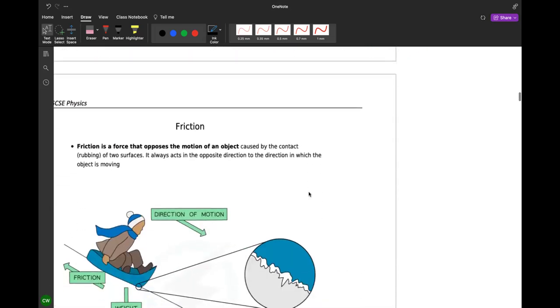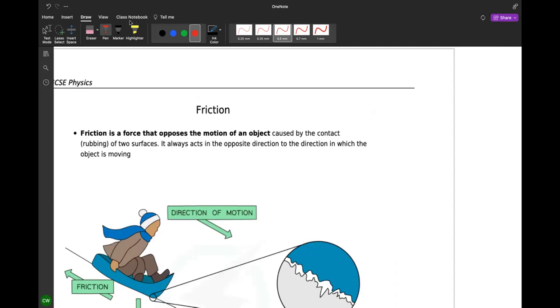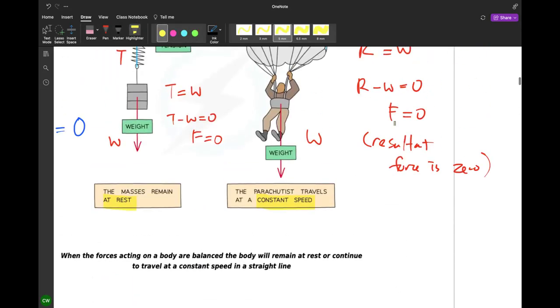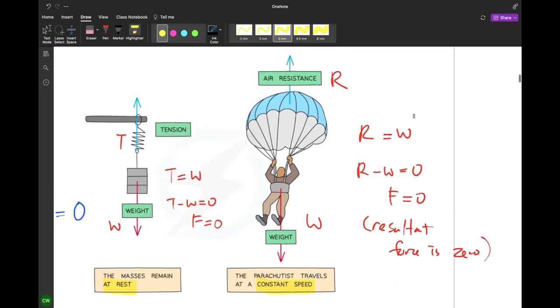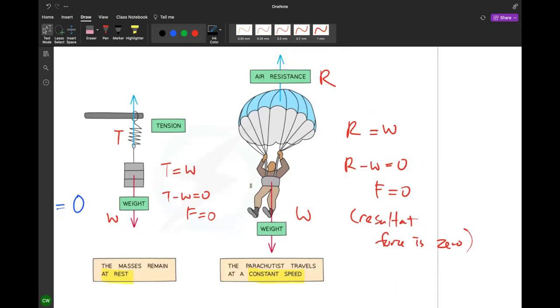Next one we go to something called friction. What is your understanding of friction? What is your question again? T is equal to W because one goes up, one comes down. They will have the same magnitude but opposite direction. They'll be equal. They are balanced.